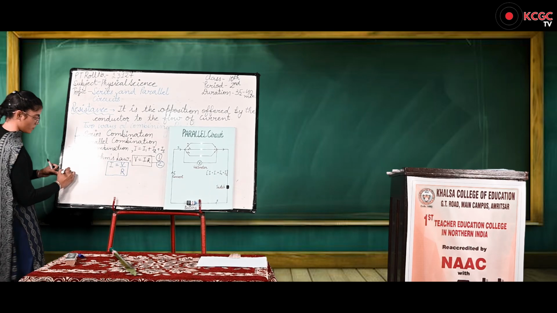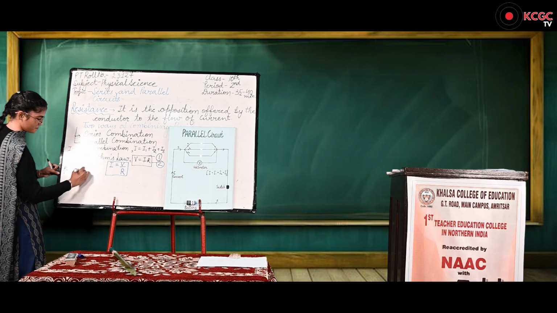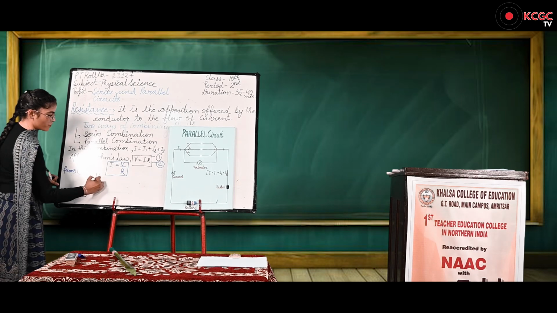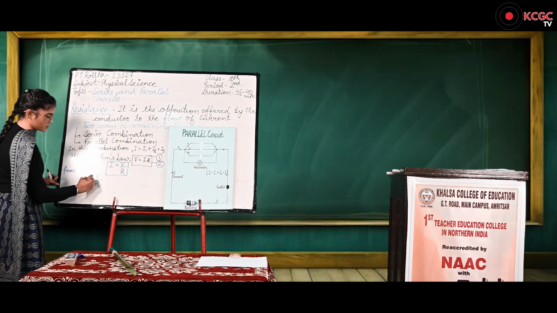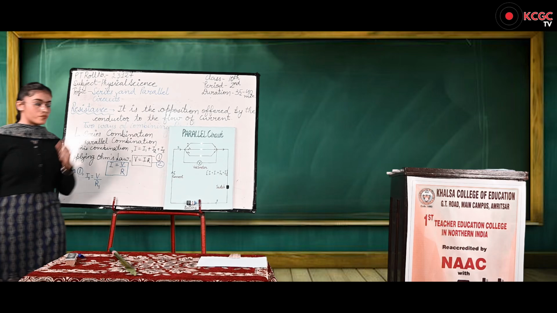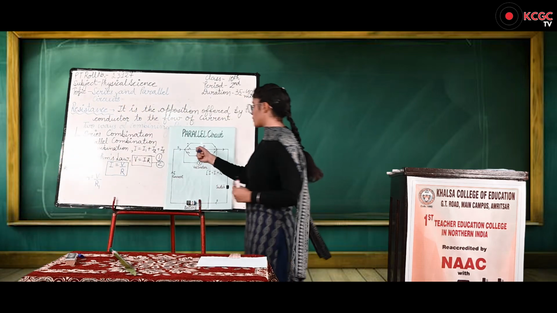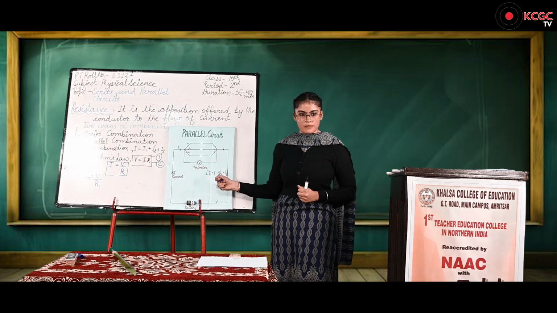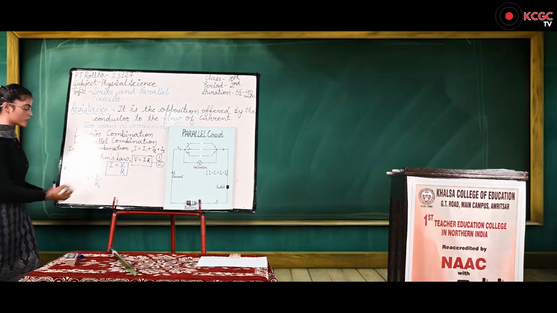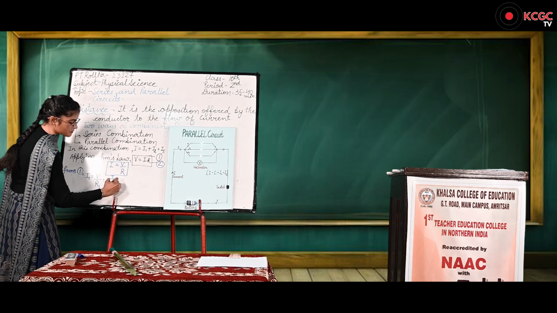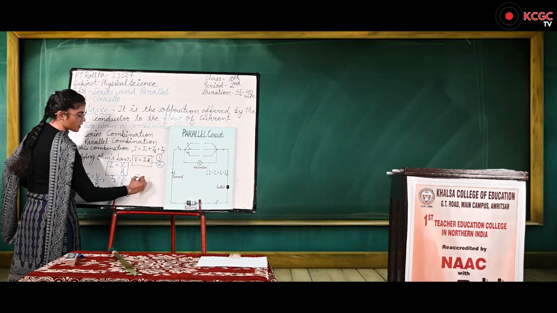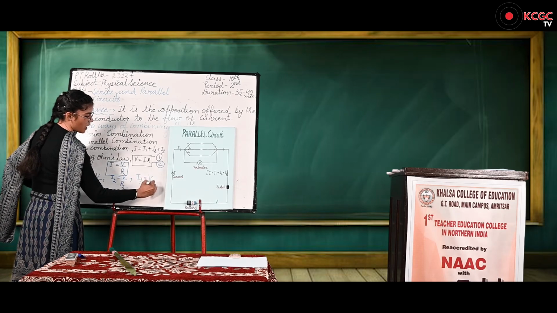So from equation 1, current will be equal to V over R1. Is it correct? Why? Because in this circuit, the voltage is going to remain the same and the current is going to be divided. So I1 is equal to V over R1. Similarly, I2 will become V over R2 and I3 will become V over R3.